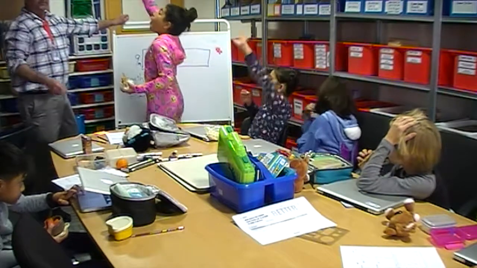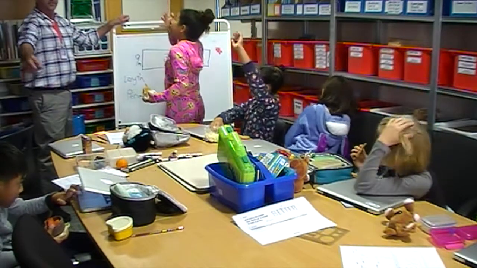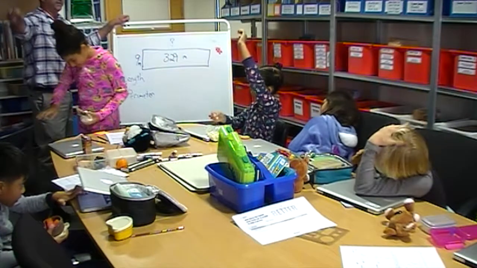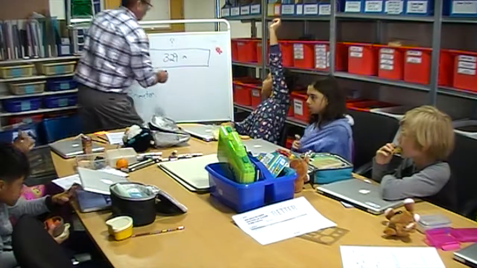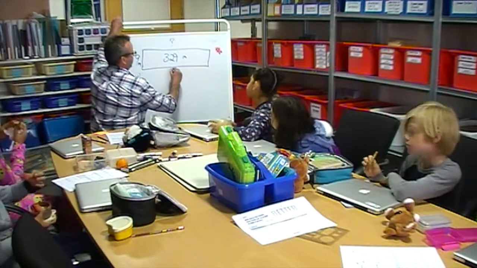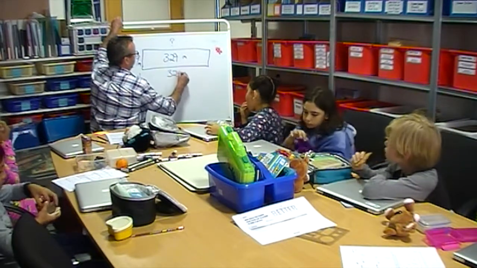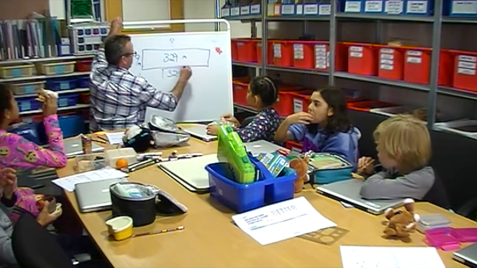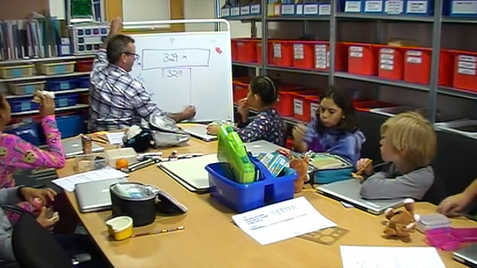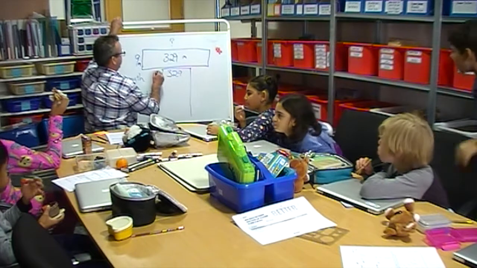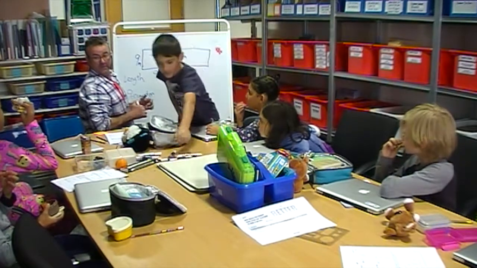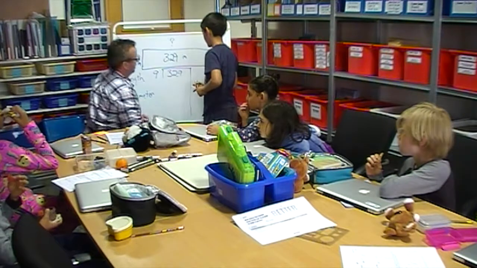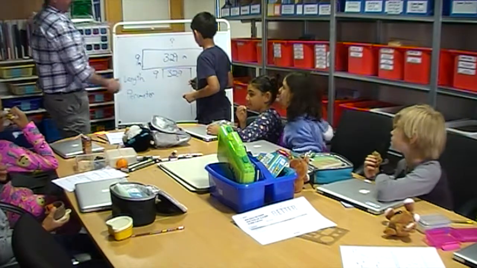329 divided by 9. We're going to use partial quotient. 329. Can I do this part? You want to do this? Yeah. Aiden, come up. Hannah? Try not to stand in front of the board.